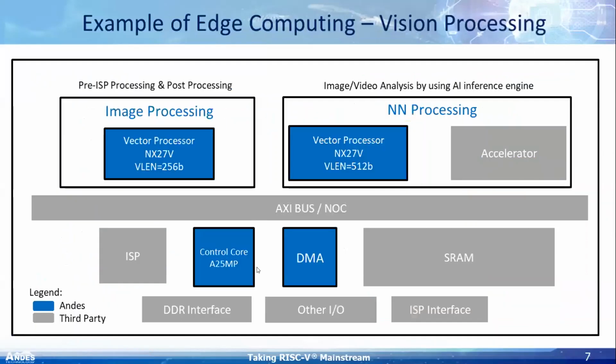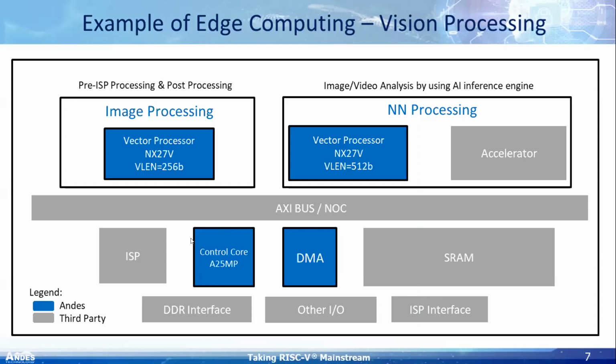All right, let's have some example of edge computing. I chose vision processing here. So please don't take everything for granted and 100% accurate. It's more like an example to give you some ideas how you can do it. The blue boxes here, that's what Andes can supply. The gray boxes, if you're building an SoC, that's what you would source from some third party.